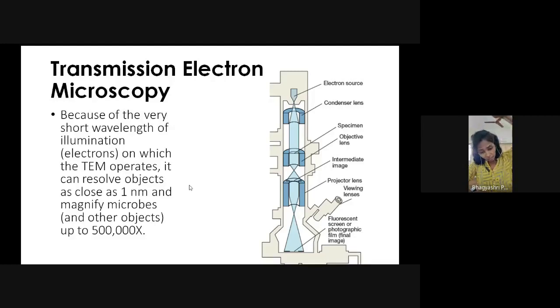Beam transmits through the sample. Okay, so whenever a sample is mounted under the transmission electron microscope, all the inside features of the sample are visible. Imagine an animal cell, a spherical animal cell.